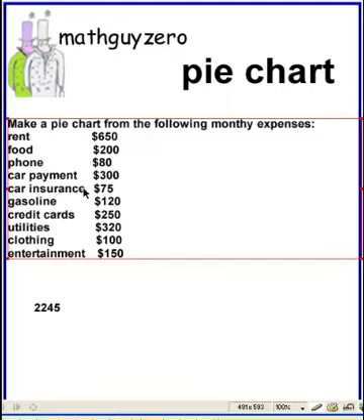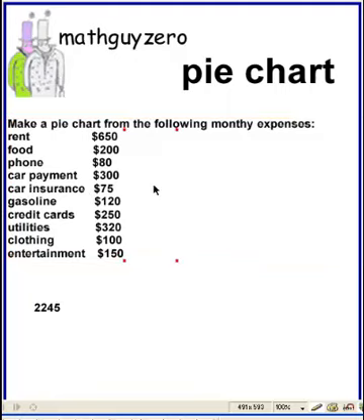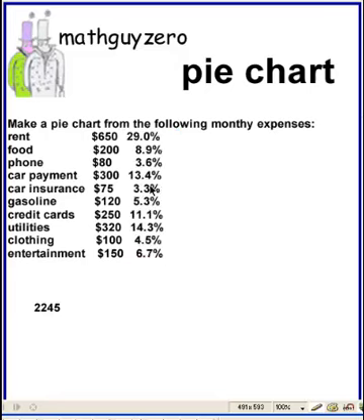That's going to make a fraction. You need to turn that into a percentage. So here are the percentages of each individual expense. Now you're ready to draw your circle.